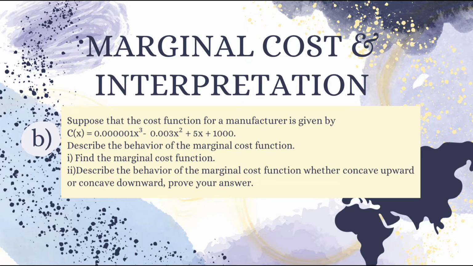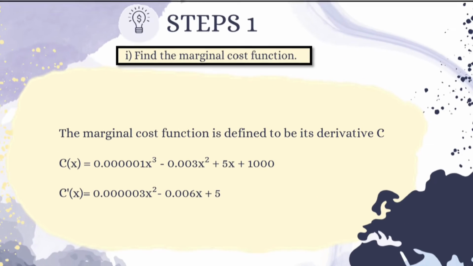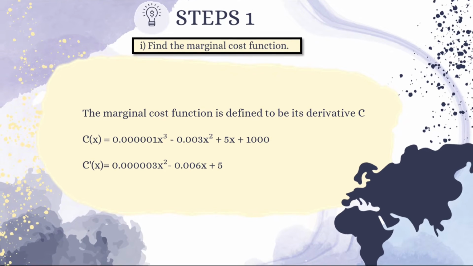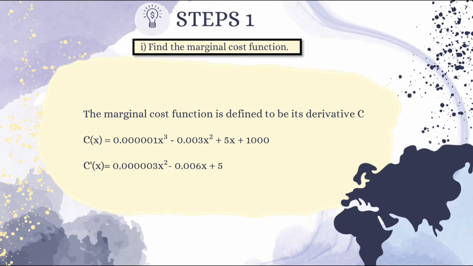And second, describe the behavior of the marginal cost function, whether concave upward or concave downward. Prove your answer. For the first step, to find the marginal cost function, it is defined to be the derivative C prime, and then we will get 0.00003x squared minus 0.006x plus 5.